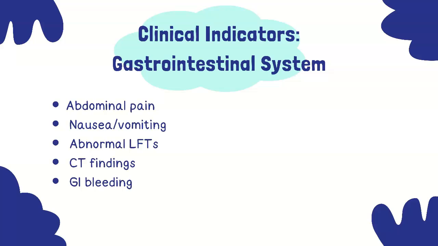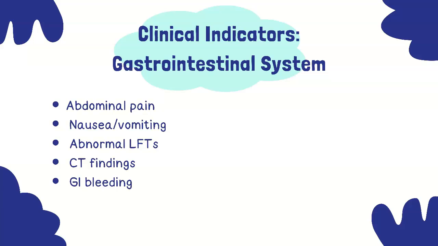Let's keep on going. All right, so on to the gastrointestinal system. Abdominal pain or tenderness. Those are common signs that you see in appendicitis, pancreatitis, or bowel obstruction.